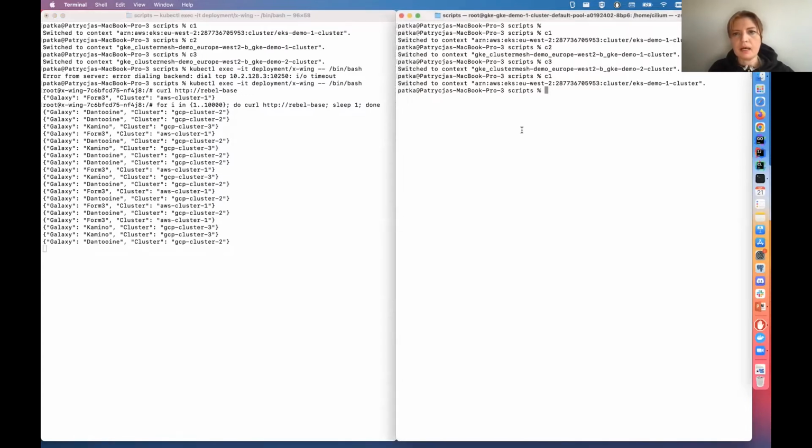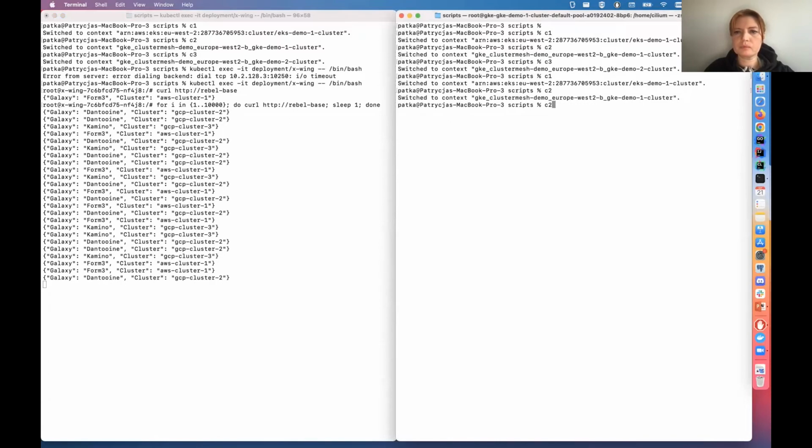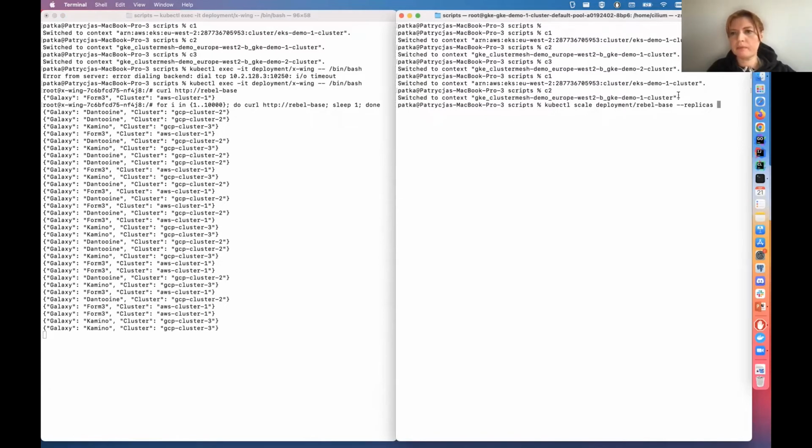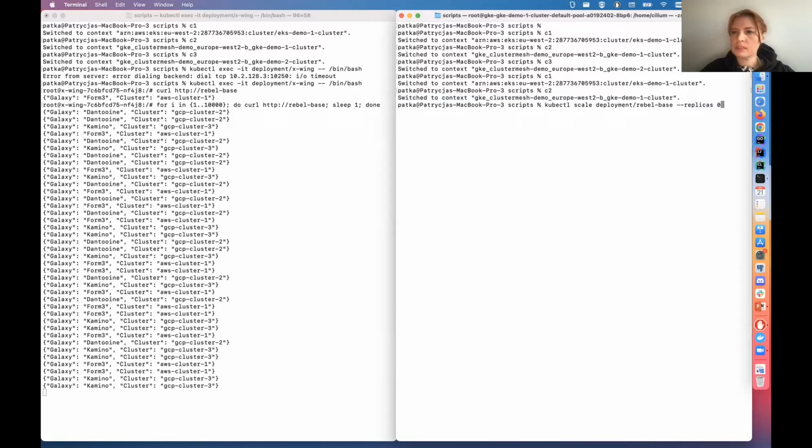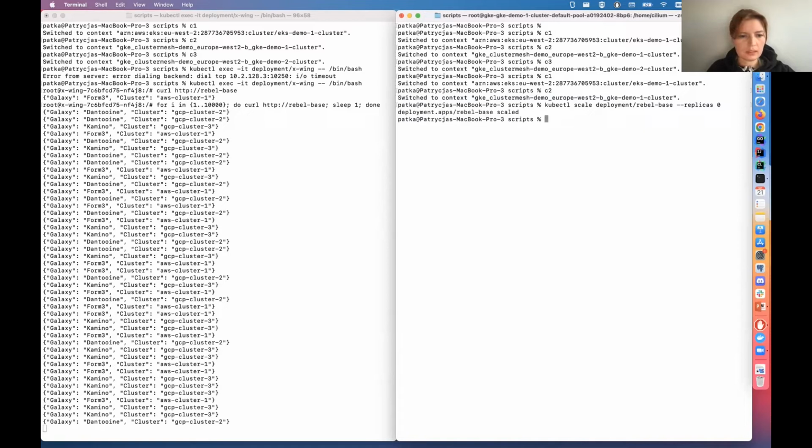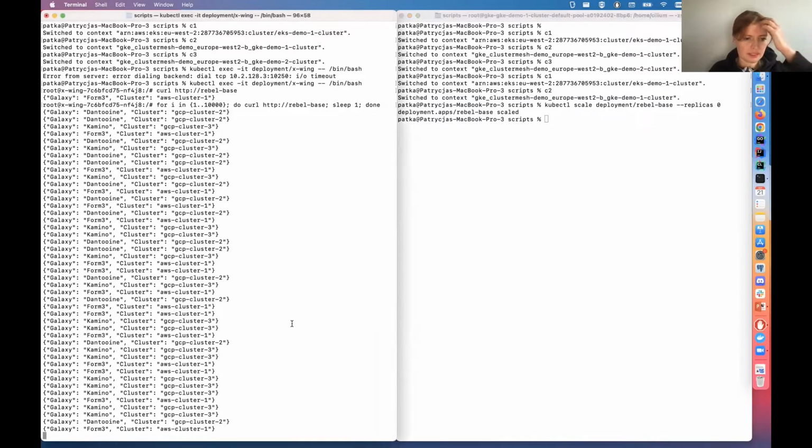So what happens now? I will scale down one of my deployments. That's the second cluster, the first one in GCP. So I will scale it down to 0 replicas, and we should see in a moment, when the termination takes place, only the answers from 2 clusters.